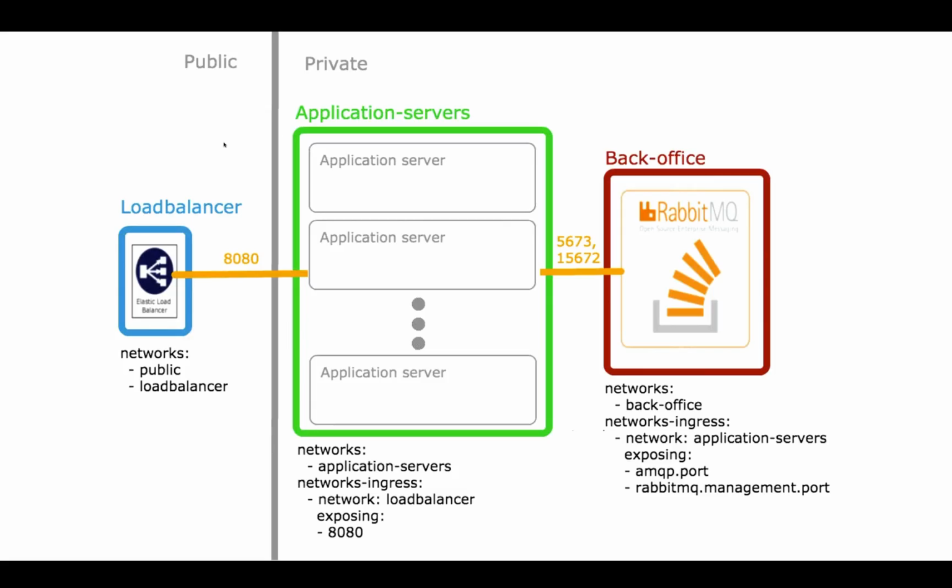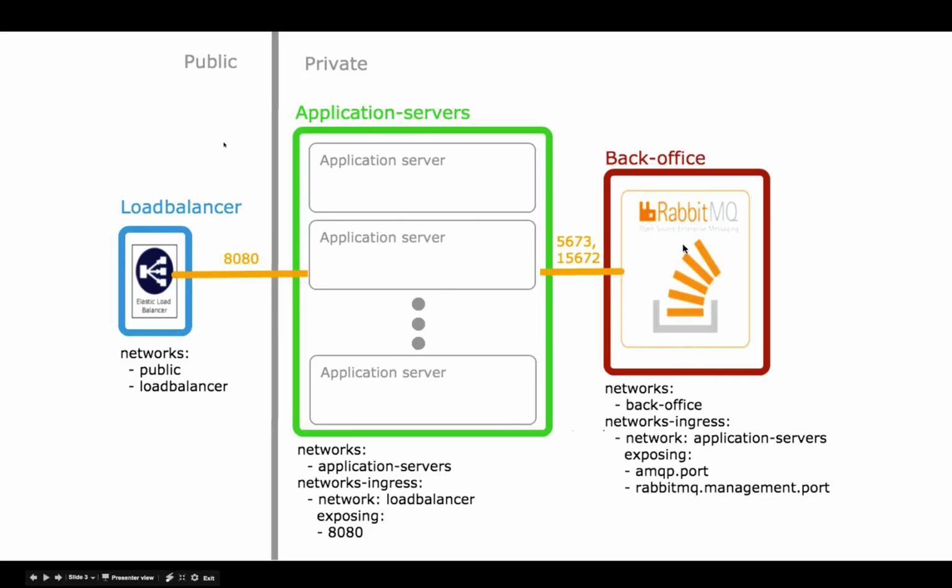Now on the private side, not available from the internet, we have these application servers. We define that here, and now we can define the network ingress. We're saying, allow access from this load balancer group on port 8080. What that means is only this load balancer group can access, and only on port 8080. That means that we've secured that from the public.